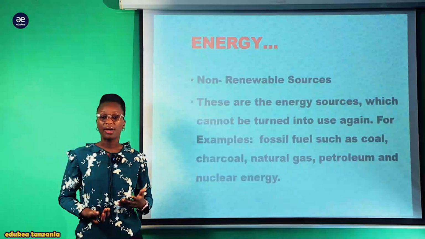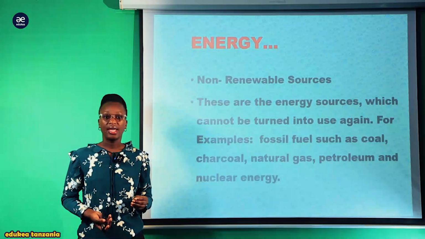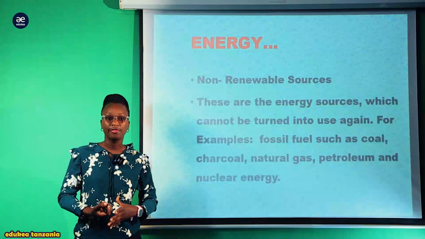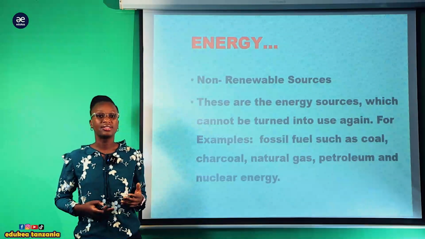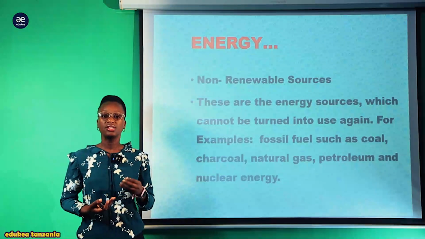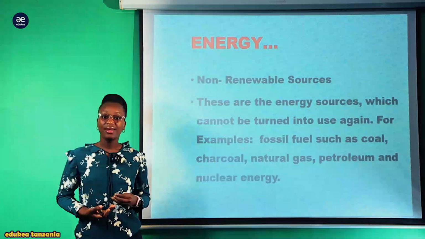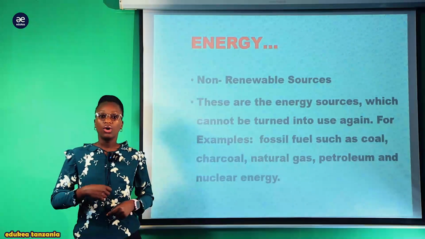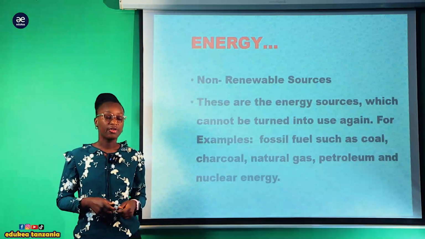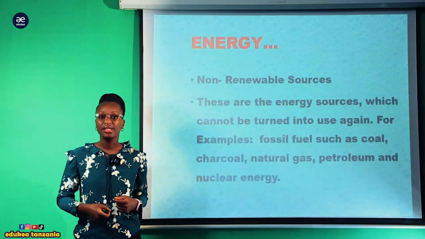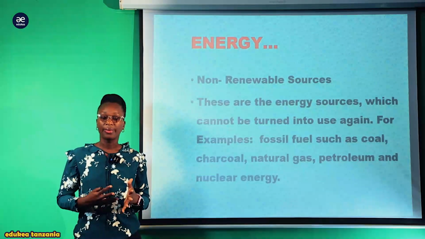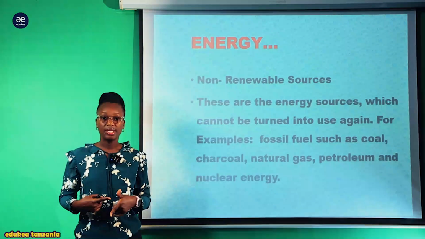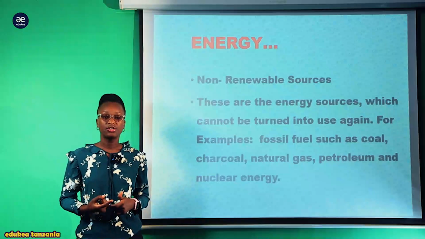So wale ambao wanatumia mkaa unaona kwamba after using that fuel, at the end you are going to have the ash as the end product, unaenda kuwa na majivu. So how comes yale majivu unarudisha kuwa mkaa tena? Ni ngumu, haiwezekani. So this is what we call the non-renewable sources of energy. So you can use it to generate the heat energy. Kwa mfano hii charcoal unaweza kuitumia kugenerate heat energy, ukacook, ukafanya ironing, kupigia pasi, ukafanyia shughuli mbalimbali. Lakini once you use it, the way will be used is difficult to be replaced.